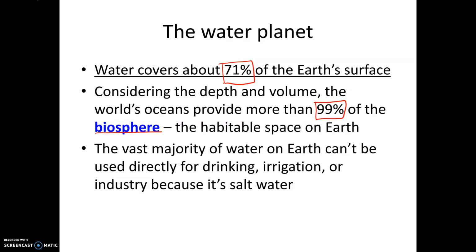So, a vast majority of Earth's water actually can't be used directly. Because of the salt water, we can't use it for drinking, irrigation, or industry until we have either purified it in some way or altered it. Though there is some water that is purely good for those things, usually that water is going to be found in our freshwater ecosystems or our groundwater.